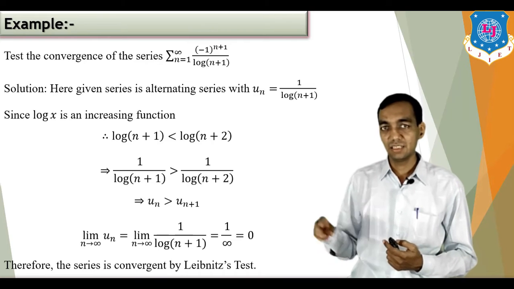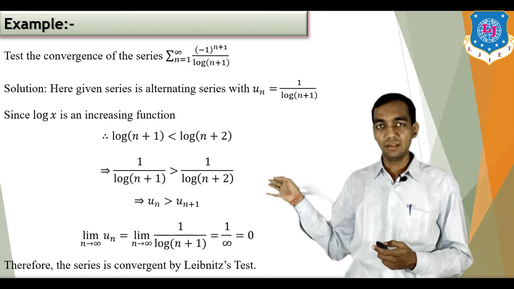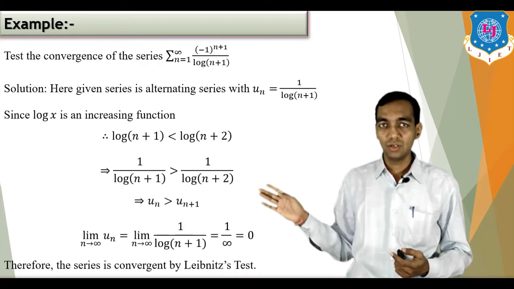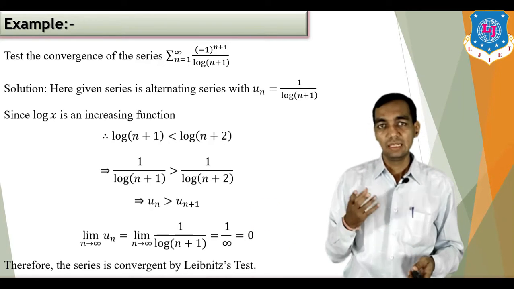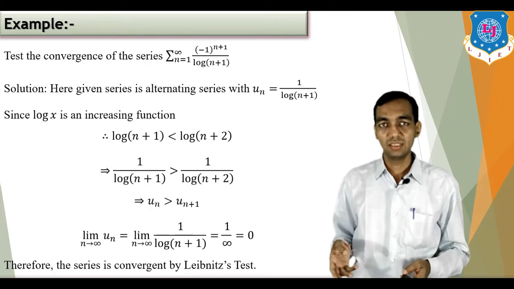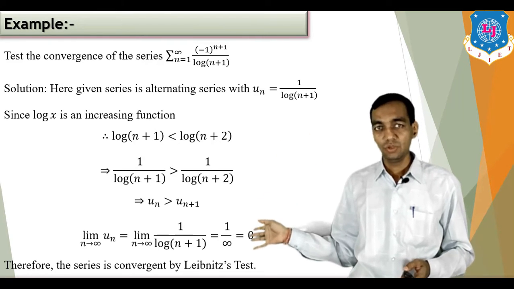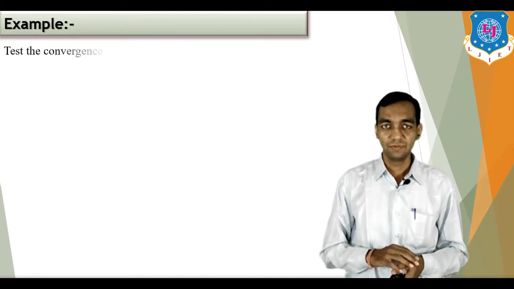In the same manner, the second condition: limit n tends to infinity un is equal to limit n tends to infinity 1 upon log of n plus 1. But log infinity has a value infinity. So you have 1 upon infinity, and therefore it is 0. So both conditions, the series is numerically decreasing and the limit of the nth term is 0, are satisfied. Therefore your series is convergent by Leibniz test.